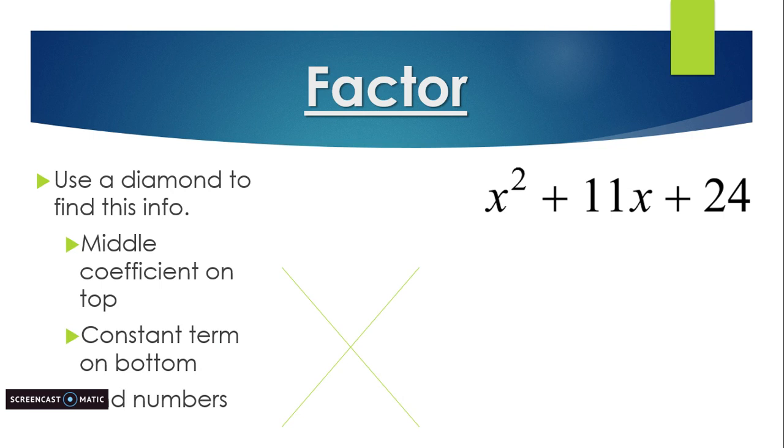We call it the diamond method or an X method because it looks like an X. It doesn't really look like a diamond, but from here on out, I'm going to call it the diamond method. So we're going to take the middle coefficient, your B, in your general form ax squared plus bx plus c. We're going to take that middle coefficient and put it on top. And then we're going to take the constant term and put it on the bottom.